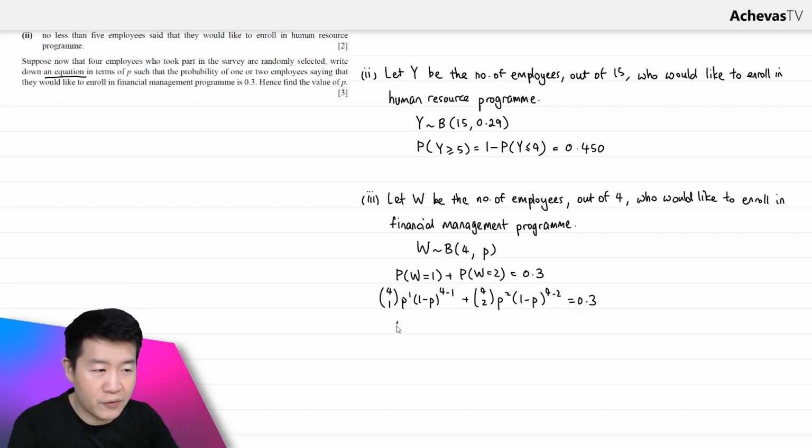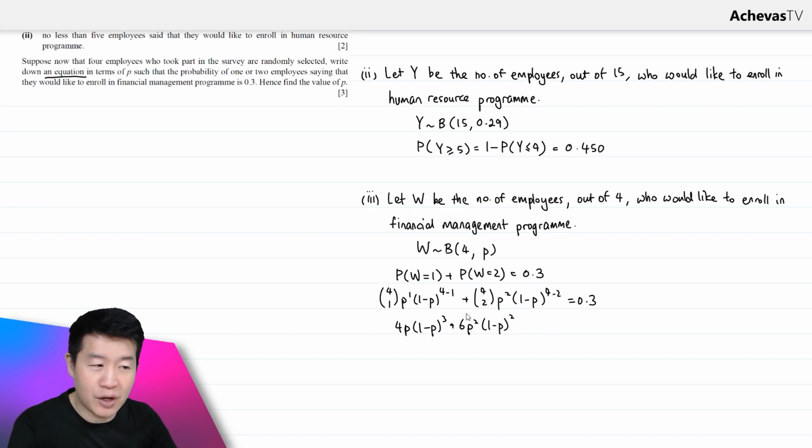4 choose 1 is 4. So 4P, 1 minus P to the power of 3, plus 4 choose 2 is 6. So 6P squared, 1 minus P to the power of 2 is equal to 0.3. And in order for me to solve for P, I'm going to try to draw a graph to solve for the roots of the equation.